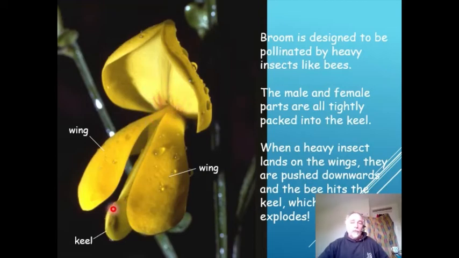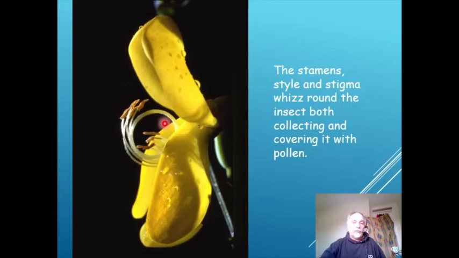And as they fly in, they land on the wings, and then snap, this keel explodes open. And when it explodes open, it exposes the anther and the filament and the stigma and the style and the ovary. It exposes all of that. And as you can see here, here's one that actually has been snapped open. And then it covers the insect with pollen as it does so.